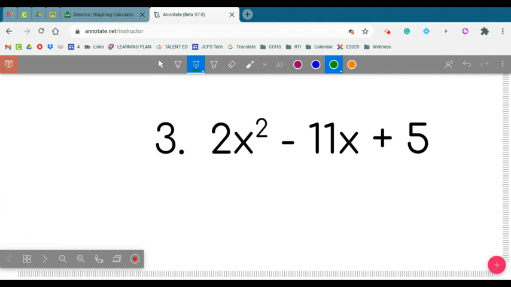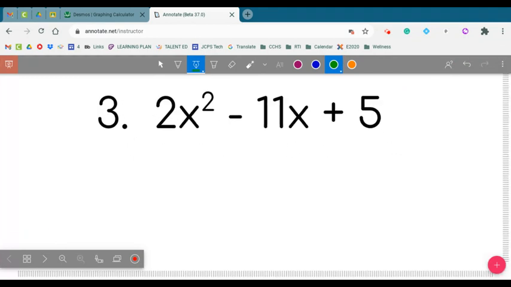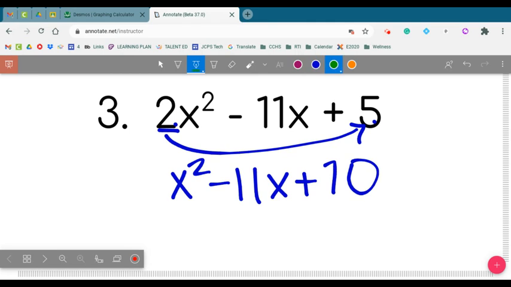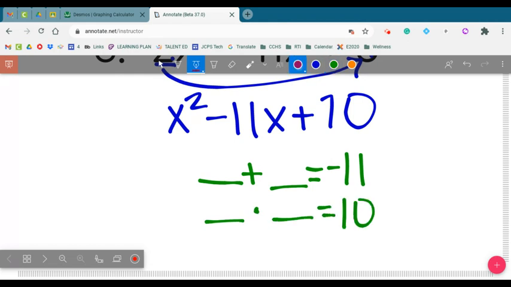Next one, I have to factor this. So I think, is there a GCF? So is there a number I can divide by 2, 11, and 5? No. Is my value 1? No. So this is where I do my slide. Multiply 2 times 5 to get 10. Then we factor. So this would be negative 10 and negative 1.